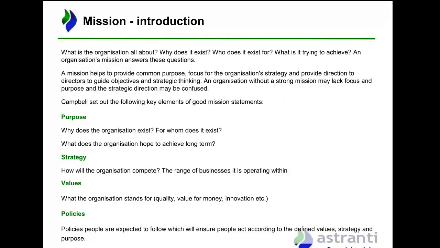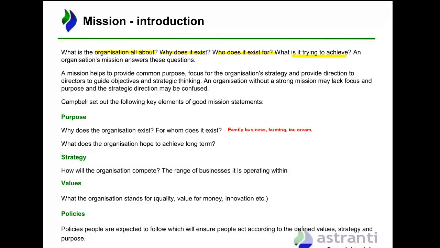I'm going to start by thinking about the mission. What is the organization all about? Why does it exist, and for whom does it exist? What is it trying to achieve? An organization's mission answers these questions. What we're going to use is Campbell's model to identify key elements of good mission statements, and we're going to try and write down some ideas beside these. So we'll start with purpose. Why does the organization exist, and for whom does it exist?